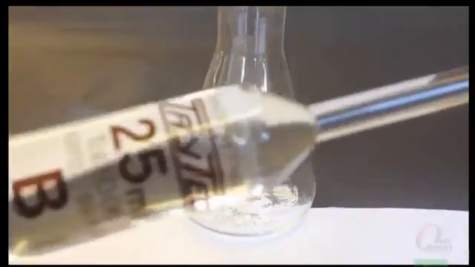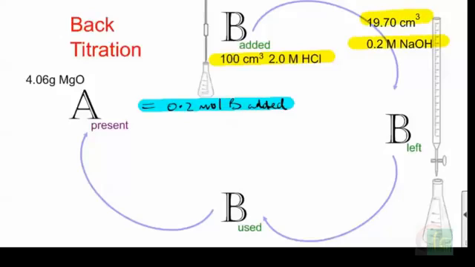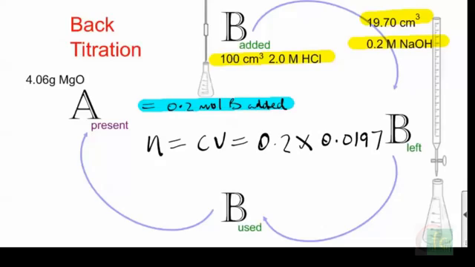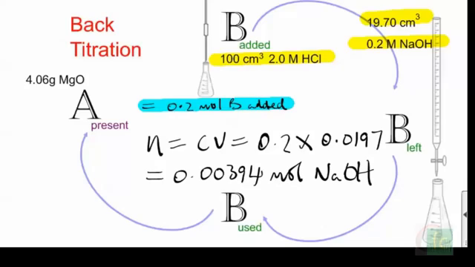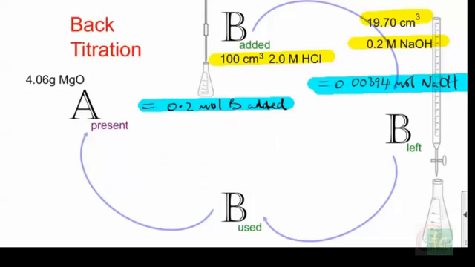So you take a bulb pipette. Here you see a 25 milliliter or 25 cubic centimeter bulb pipette. This question would require you to use a 100 cubic centimeter bulb pipette. Next we work out the number of moles of HCl left over. The average titer, 19.7 cubic centimeters of 0.2 molar sodium hydroxide. We work out the number of moles of NaOH dispensed. There it is, 0.00394 mole.